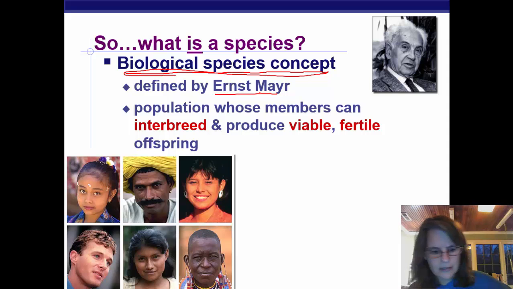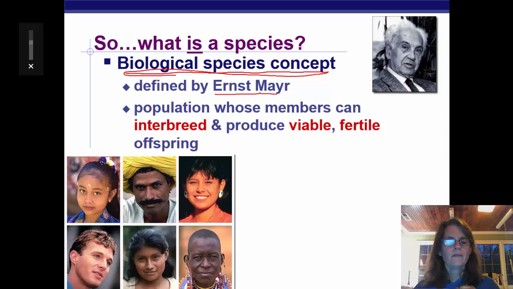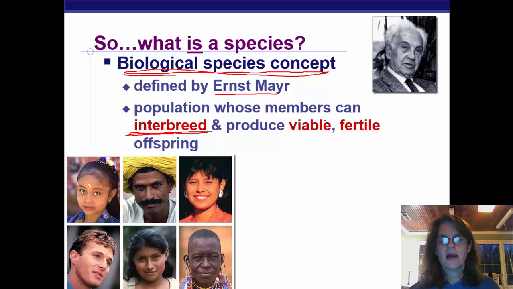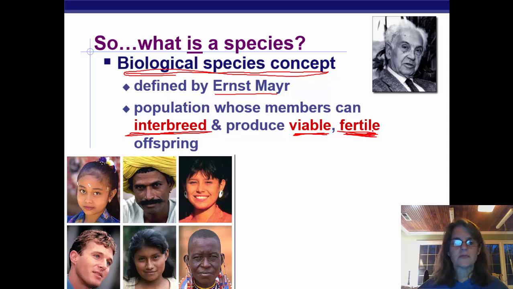What that says is that a species is a population of organisms whose members, and this is the key piece here, can interbreed with each other and not other species, just each other. And when they do so, they produce viable offspring, that means they can live, and not only can they live, but they are also fertile. They can have babies that are fertile as well.